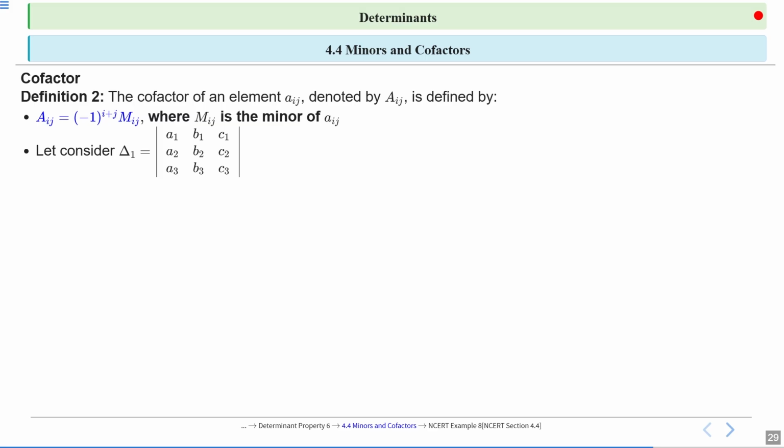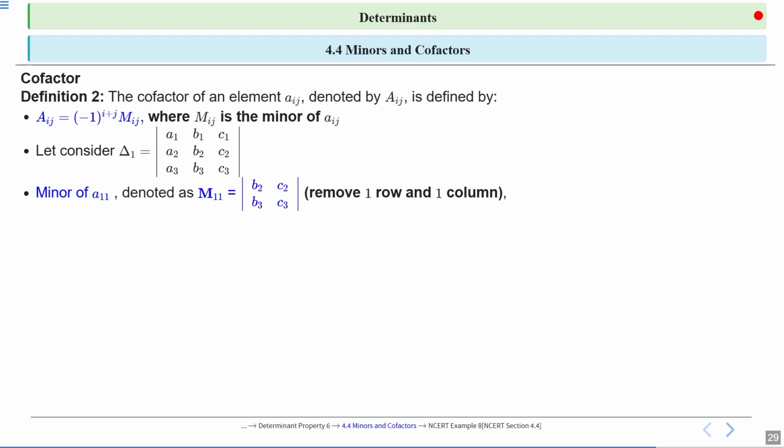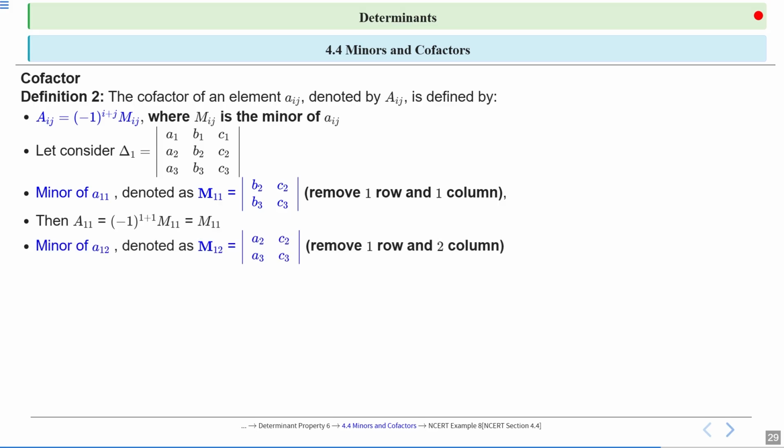Consider this matrix a1 b1 c1 a2 b2 c2 a3 b3 c3. The minor of a11 is denoted as capital M11. Just cancel the first row and first column. So we get b2 c2 b3 c3, and its determinant is called the minor. When we multiply it with minus 1 to the power i plus j, that is 1 plus 1, we get the cofactor A11. So cofactors are nothing but minors with positive and negative signs according to minus 1 to the power i plus j.